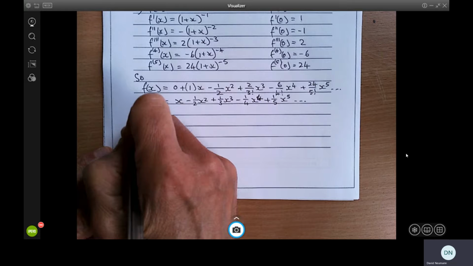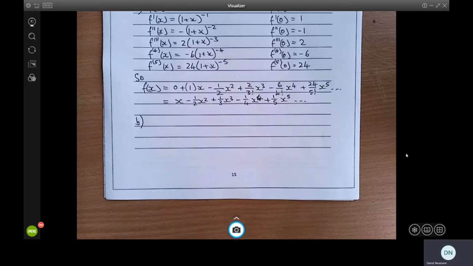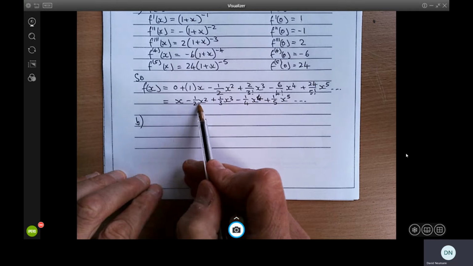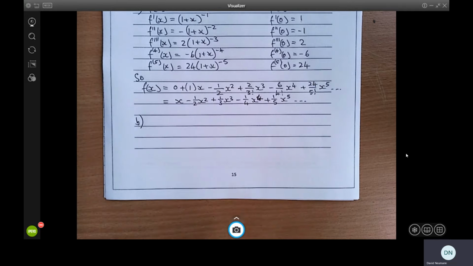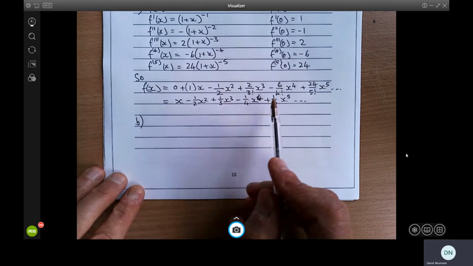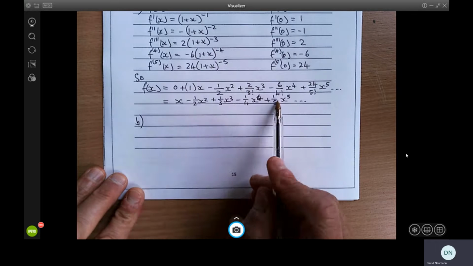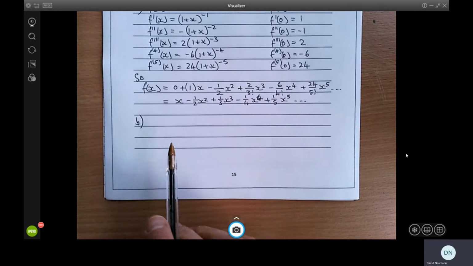So part B here says, using only the first 3 terms of the series, so this one, this one, this one, find estimates for ln of 1.05, ln of 1.25, and ln of 1.8. So the values of x that we want to substitute in are 0.05, 0.25, and 0.8. So let's do that, and then in a moment we'll just see how these approximations look compared to the function itself. We'll have a look on Desmos.